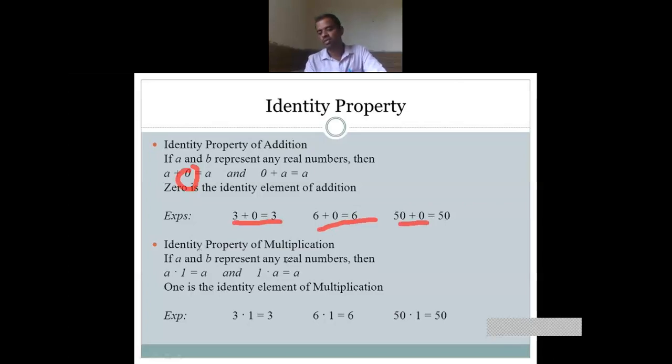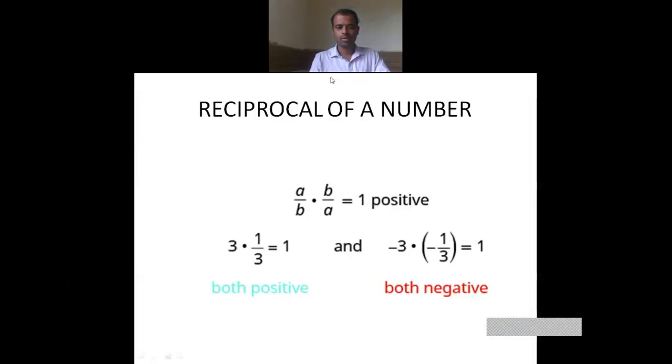Identity property of multiplication. What is this one? If you multiply any number with 1, you will get the same number. Therefore, 1 is called the identity element of multiplication.